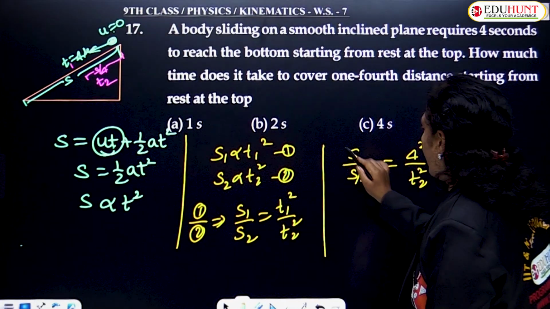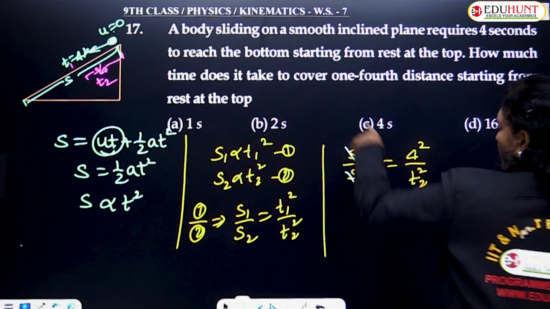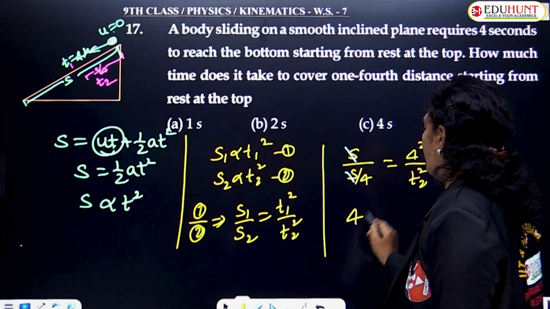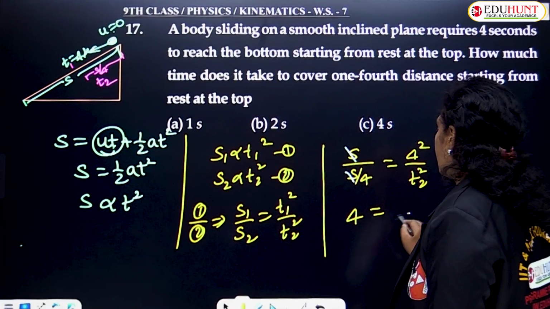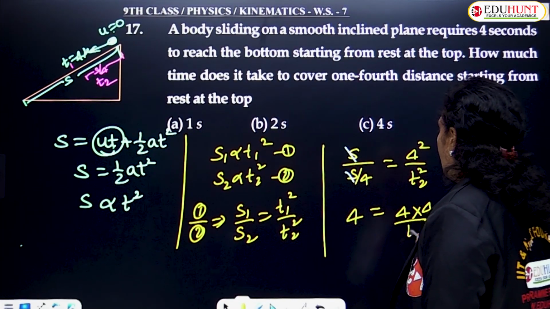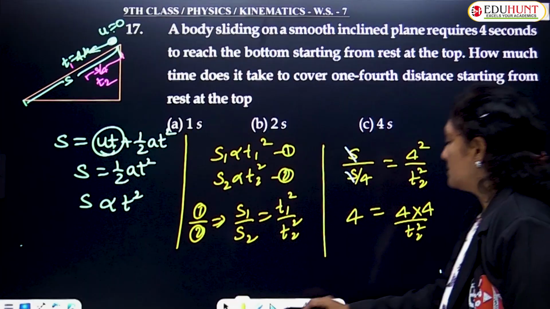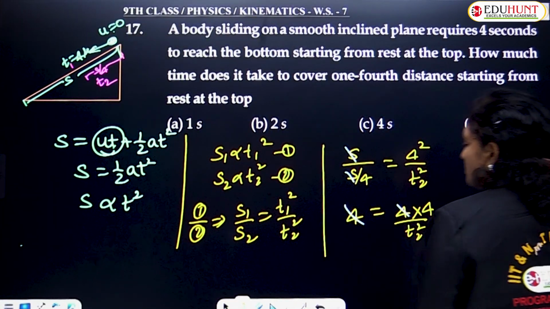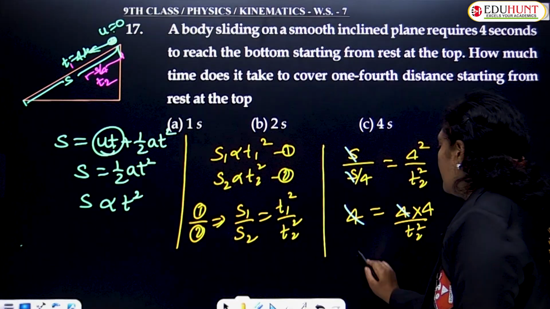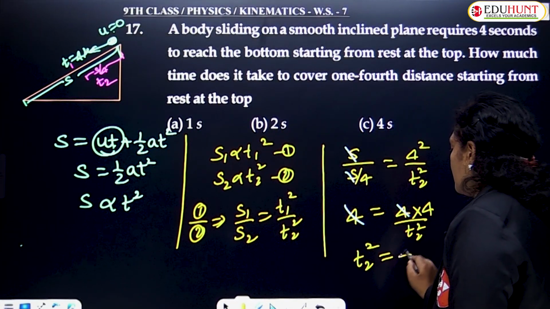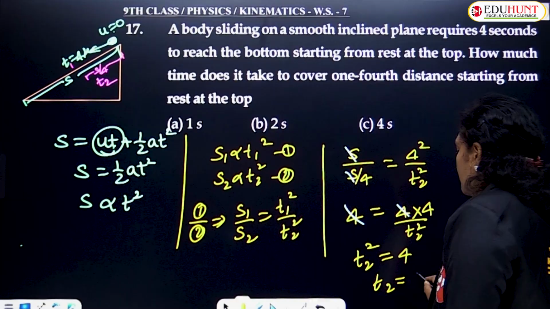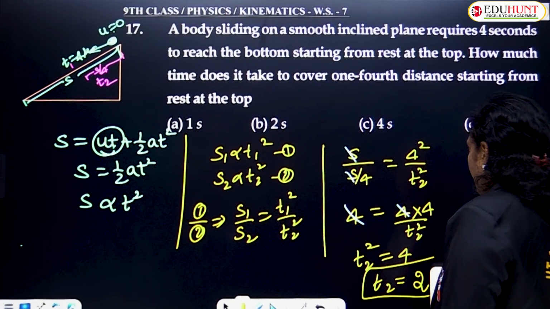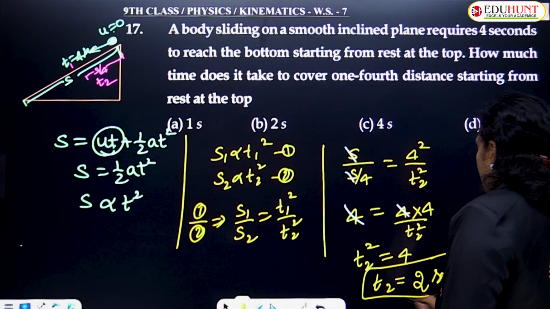Solving the two, s and s get cancelled. This denominator 4 will go up. Then your result will be something like this: 4 equals 4 square, meaning 4 into 4, upon t2 square. Solving these, one 4 gets cancelled. Bringing t2 square to the other side, we have t2 square equals 4, or t2 equals square root of 4, that is 2 seconds. Hence your final answer must be 2 seconds.